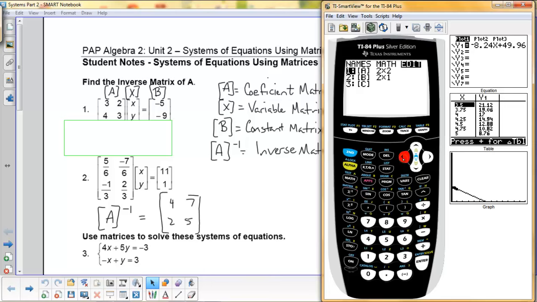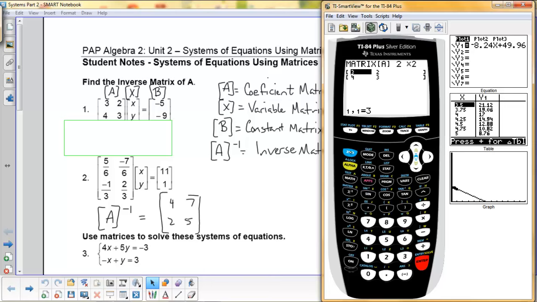What I like to do is push the left arrow. That brings me to the edit screen, and then I'm going to go ahead and get A. Once I go into matrix A, I first have to tell the calculator how many rows and columns I need, so 2 by 2, enter, and then you're just going to fill in your entries as they go along. The calculator will go row by row, across like this, so just hit 3, enter, 2, enter, 4, enter, 3, enter, and it'll fill it all in for you.